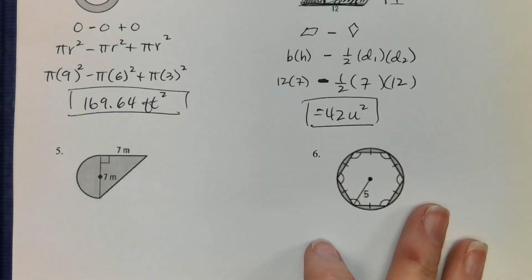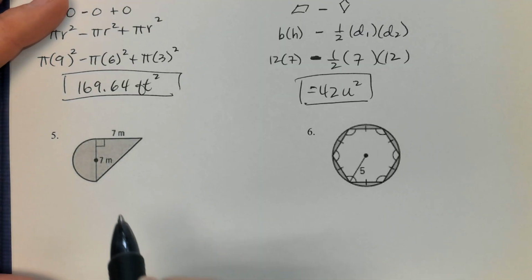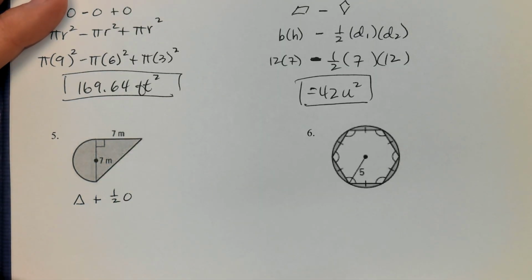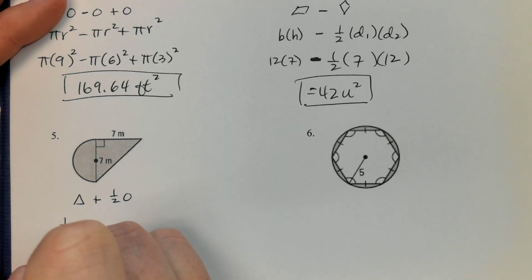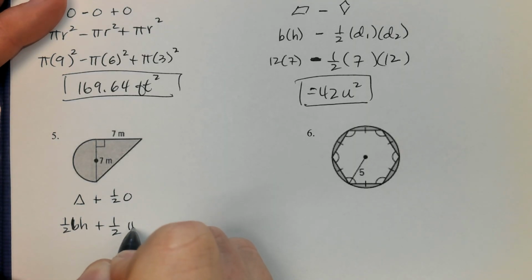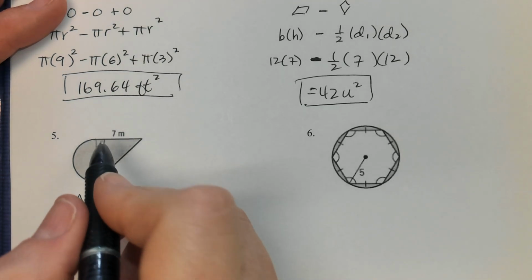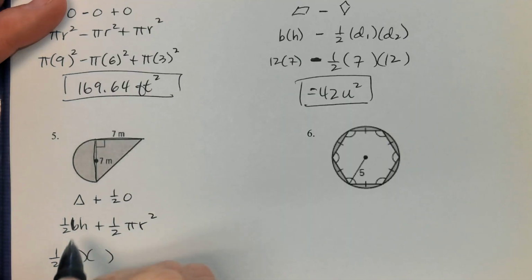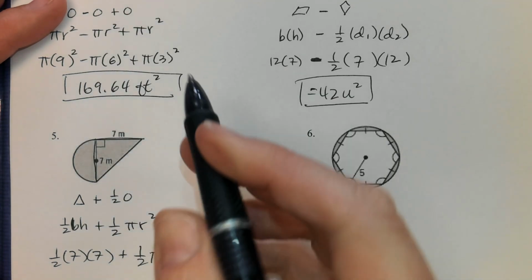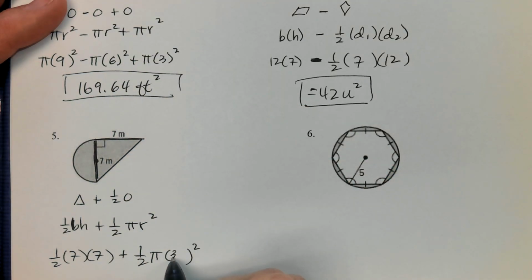Two more. This one, there's no white part, which means we are putting these two together. So I have a triangle and I have half of a circle. So triangle is 1/2 base times height and a half of a circle, so pi r squared. Base and height of my triangle looks to be 7 and 7. Radius of my circle, 7 is the diameter, so radius would just be 3.5, half of that.